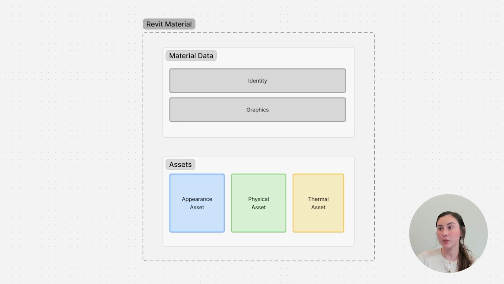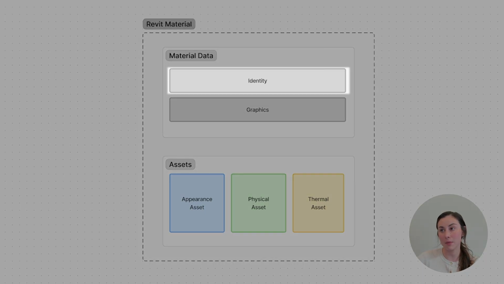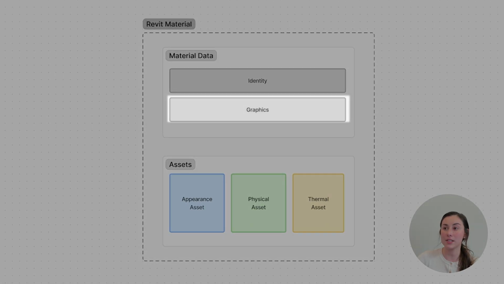Right here I have a diagram pulled up just so you can see what I'm talking about when I say that a Revit material is like a container. The first thing we have is the Identity tab. This is mostly for text. It helps with your tags, schedules, classification, and it's used when you search in your material browser. Then under it we have the Graphics tab. This controls how the material looks in any view but realistic, like your shaded view.